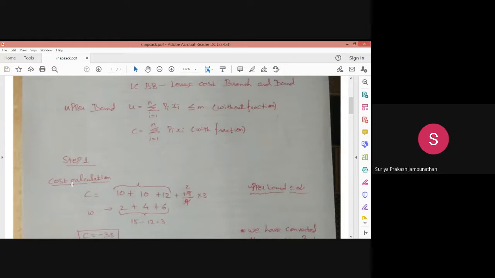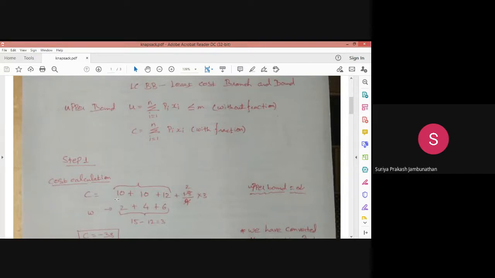Step 1: first we have to calculate the cost. Initially the upper bound will be infinity. Now we start the cost calculation. We take the first 3 objects. The first object has profit 10 and weight 2, the second object has profit 10 and weight 4, and the third object has profit 12 and weight 6.